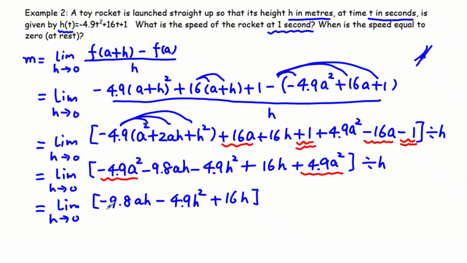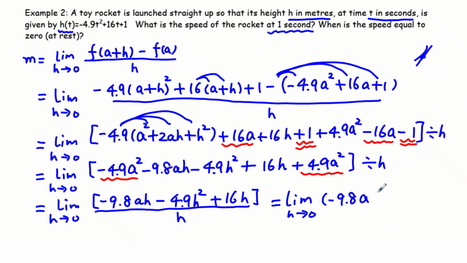Then divide by h. We could bring that h to the denominator. Then we are going to divide each term by h. We are going to have the limiting value h approaches 0, negative 9.8a. h divided by h cancels out.